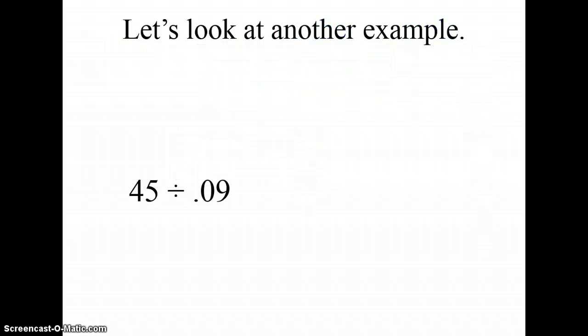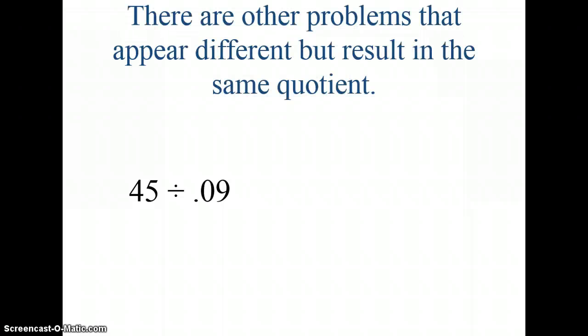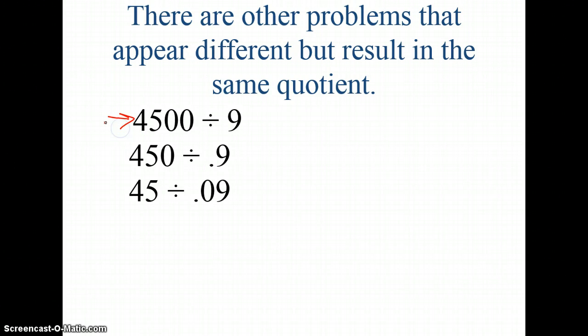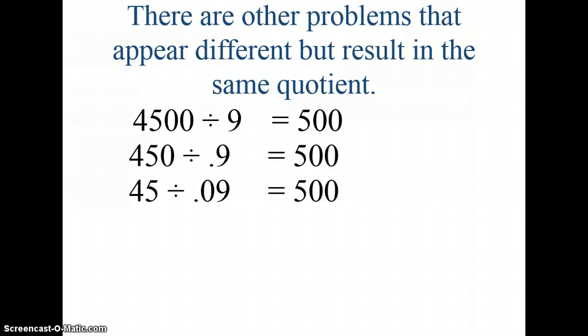Let's look at another example. 45 divided by 9/100. Well, let's look at some other problems that will give us the same quotient. The first problem here has no decimal in the divisor, so I know this is going to be one that I can solve pretty easily. And when I do that, I get 500. 4,500 divided by 9 is 500. So I know that the other two problems, particularly the one I'm trying to solve, is also 500.